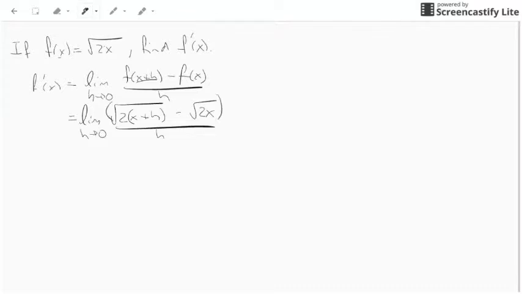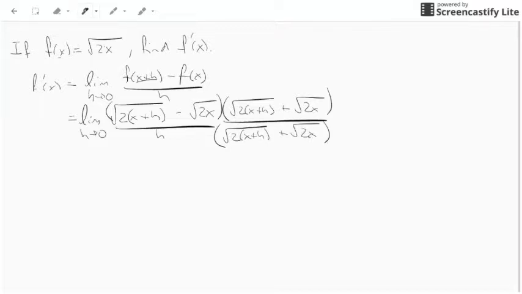If you think back to our chapter on limits, the way I dealt with that was to use the binomial conjugate. So I'm going to have to multiply numerator and denominator by this right here. Now I'm using the binomial conjugate of the numerator. Now, please make sure you write a numerator and a denominator here.